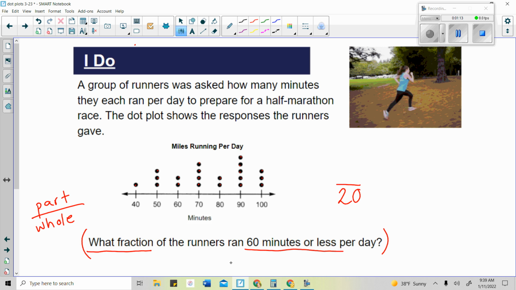Now, to get the part, I need to read the question. It's telling me what part needs to be circled. So it says 60 minutes or less. Remember that when you are looking for these, you're looking at the number line underneath. You are not starting with the dots on top unless it is a frequency problem. So 60 minutes or less, here's 60 minutes, and 50 would be less than 60, as well as 40 would be less than 60. So I need to just count these data points that are on the 40, 50, and 60. So I've got 1, 2, 3, 4, 5, 6. So I get 6 out of 20.